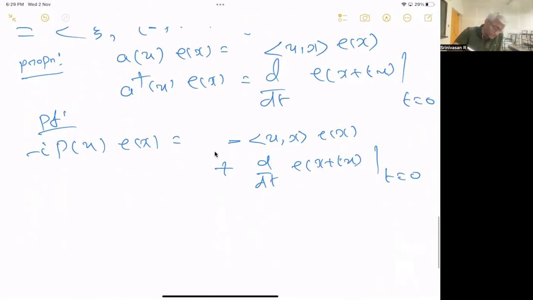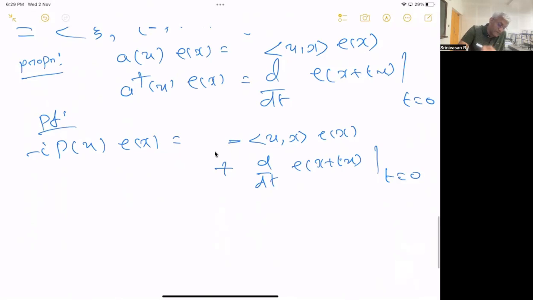It's enough if you prove it's in the domain of AU and A dagger U, which both determine the domain of PU anyway. So this is contained in the domain of AU, and script F is contained in the domain of A dagger U, for all U in H.